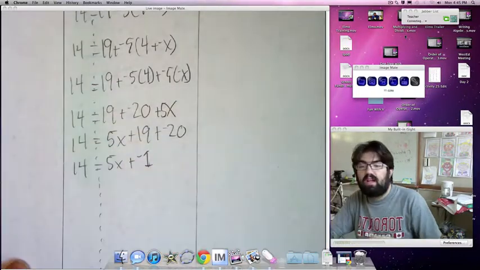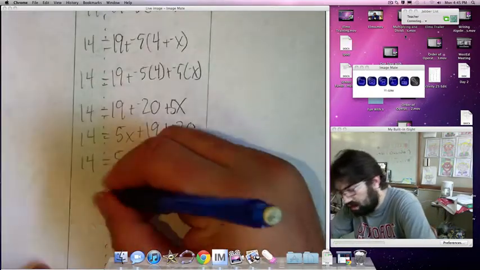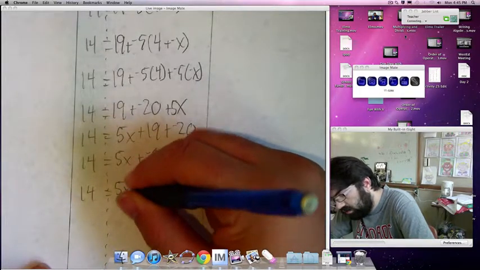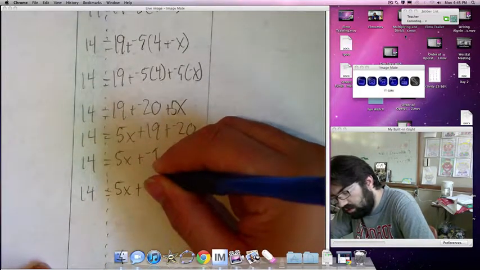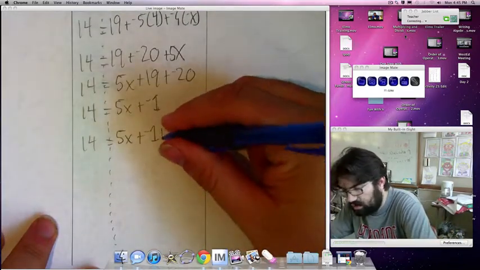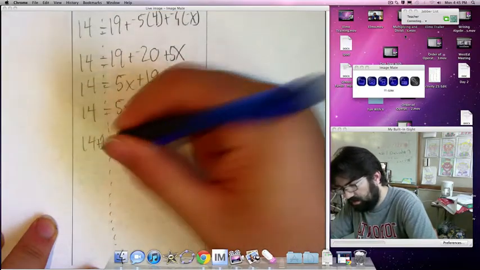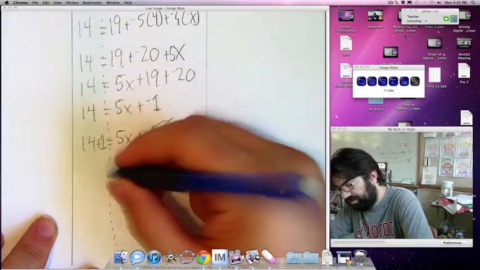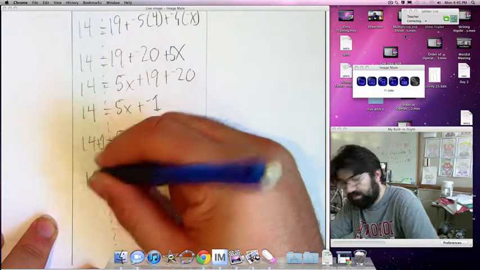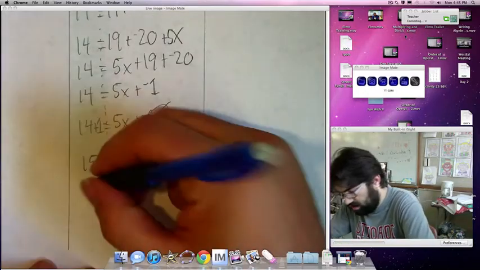Now this is a two-step equation. Solve it just like you normally would. I'm going to rewrite. The opposite of negative 1 is positive 1. Well, this is 0. 5x equals 15.